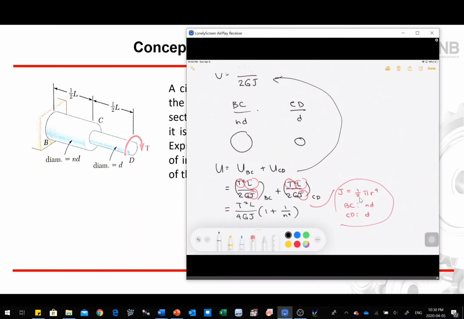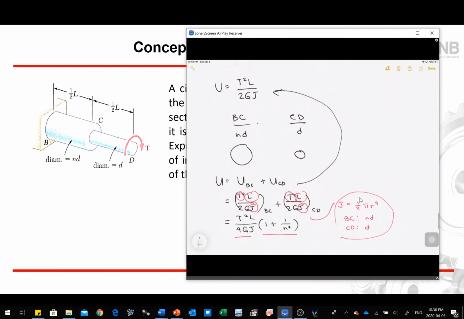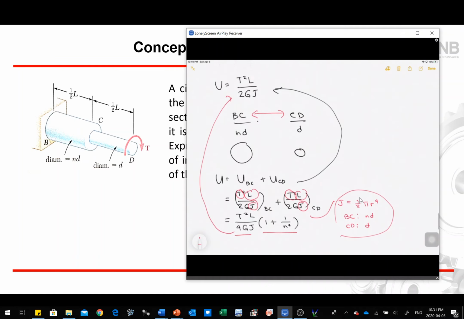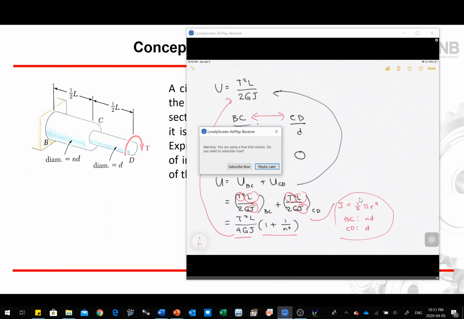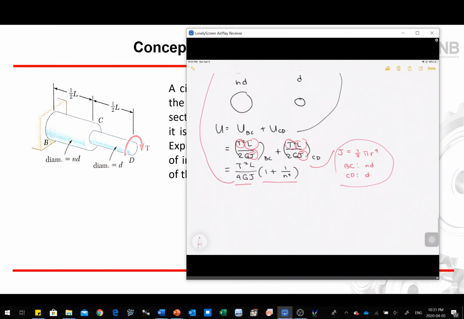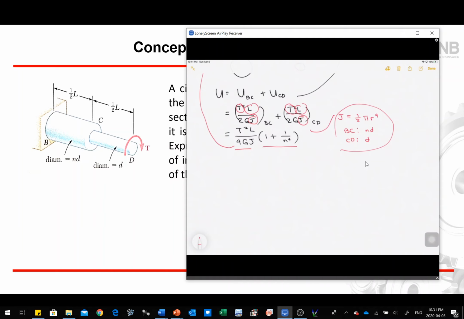And again, similar to the previous one, if you look at this equation, it consists of two parts. You look at the equation of your torsion, it's kind of similar right there. So for n equal to 1, which has the same diameter for BC and CD, you will end up with the original equation. So that's how you deal with problems with sections of different diameters. You have to section it into BC and CD and then calculate the strain energy. Now let's go to the next example.